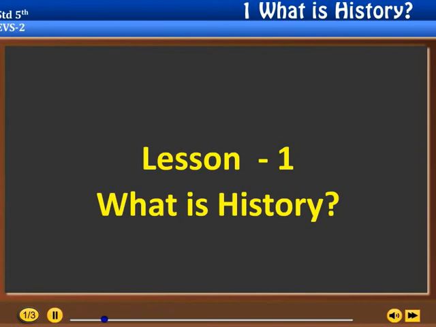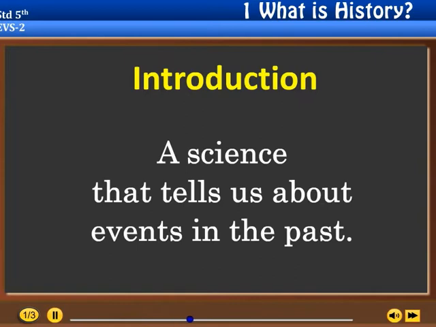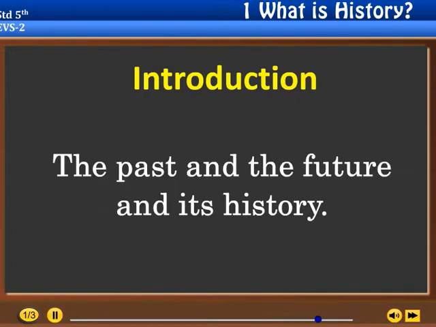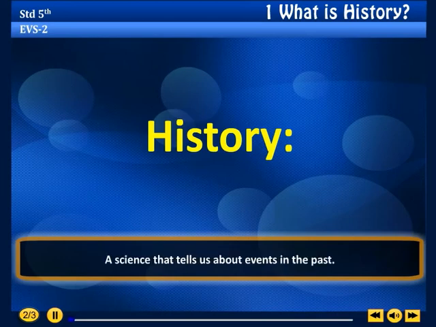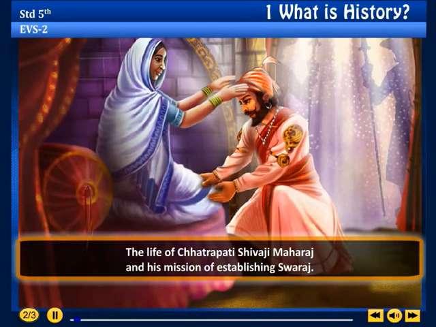Lesson number 1. What is history? Introduction. A science that tells us about events in the past. The scientific method of history. The past and the future and its history. History. A science that tells us about events in the past. The life of Chhatrapati Shivaji Maharaj and his mission of establishing Swaraj.